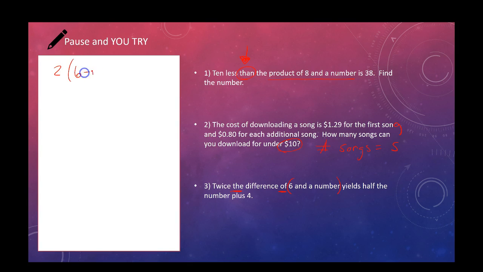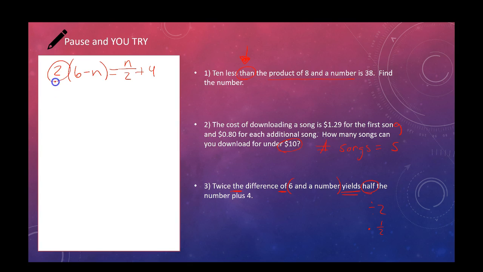So 6 minus a number has to go in parentheses. I'm taking twice, so I'm multiplying by 2 this whole difference. That's why it would yield 2 parentheses 6 minus n. Then yields means equals half the number plus 4. Half means I could divide by 2 or I could multiply by a half, either way. Half the number, so let's do n divided by 2 plus 4.